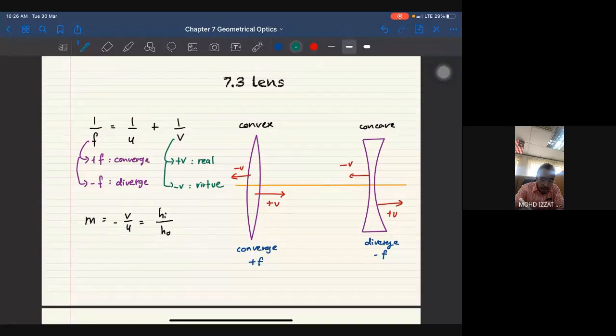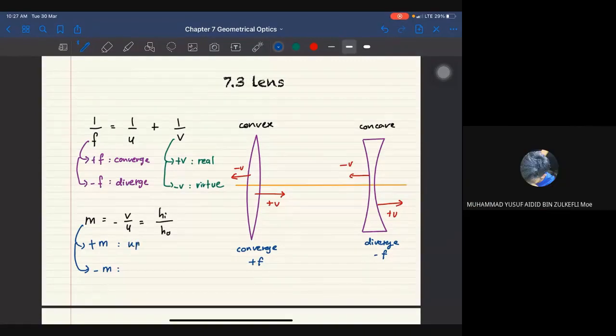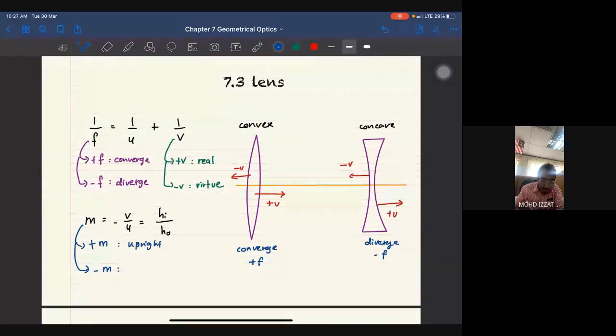Okay, going back to the M equation. So you still have positive M and negative M. Positive M maksudnya apa? What does it mean by positive M? Magnified. Sikit lagi. Selain daripada magnified. Yes. Kalau positive M, it means upright. Upright. Yes. Kalau negative M, it means inverted. Okay. The magnitude yang determine whether it is magnified or diminished.